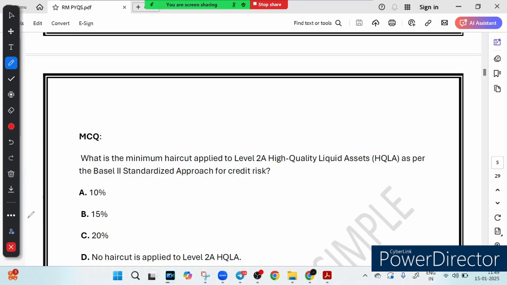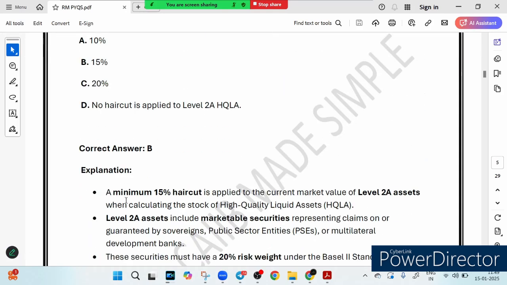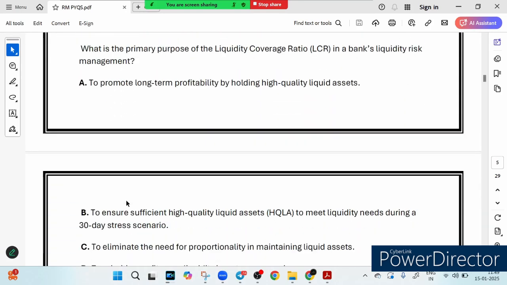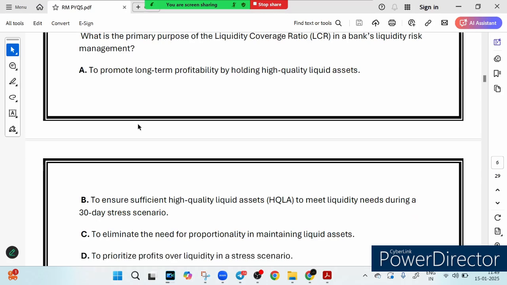Okay, now let's move on to the next question. You have heard a similar thing in your BFM examination, so no need to remember anything else. Now, what is the primary purpose of the liquidity coverage ratio in bank liquidity management? That is LCR. What is the primary purpose of LCR? Very good question.